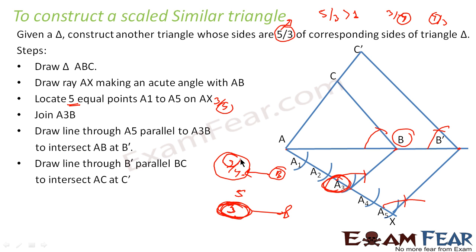And from this part you form the new triangle. For example, from 3 units I drew a parallel line to form B dash C dash. Here also from 5 units I drew a parallel line to form B dash C dash. Correct? So the numerator is for the new triangle and the denominator is for the bigger one.